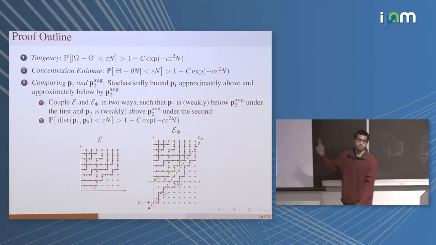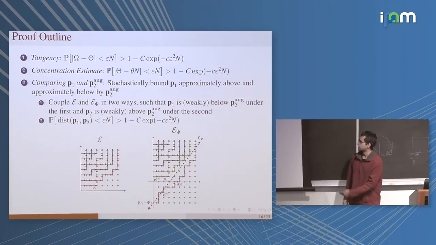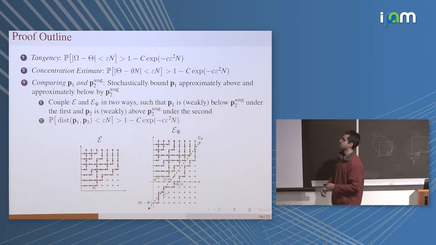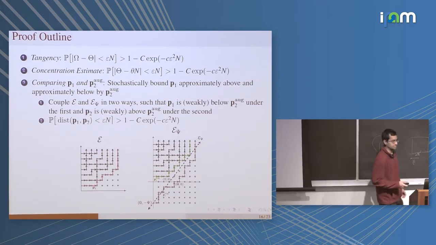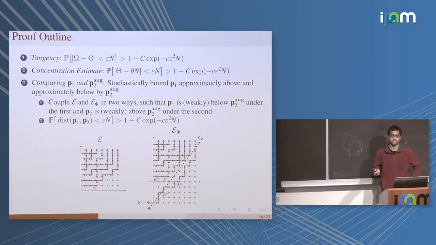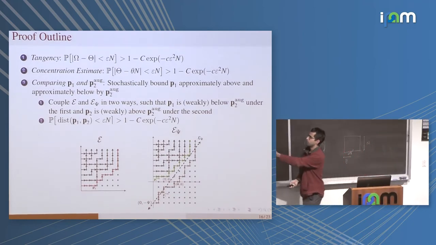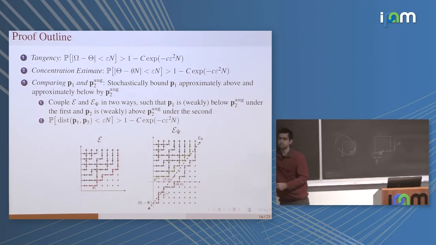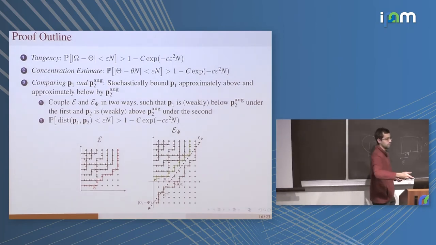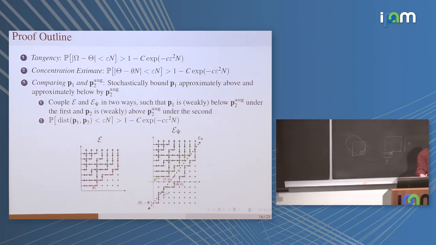That's coupling number one. Coupling number two is to couple them in a different way, so that P2, the second path here, is weakly above the green path. So in a sense, this is some form of sandwiching. I'm going to try to sandwich this P1, this green path, between the first two paths in the original ensemble. So that's the first part of step three.